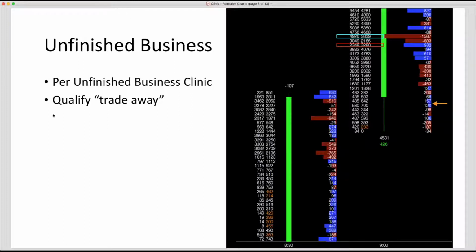Now, just to expand on the let's qualify trade away, and I want to be super clear on this, this particular unfinished business pattern, we're exhausting. 851 is less than 2811. Fewer aggressive buyers as price went up. Things are orderly.